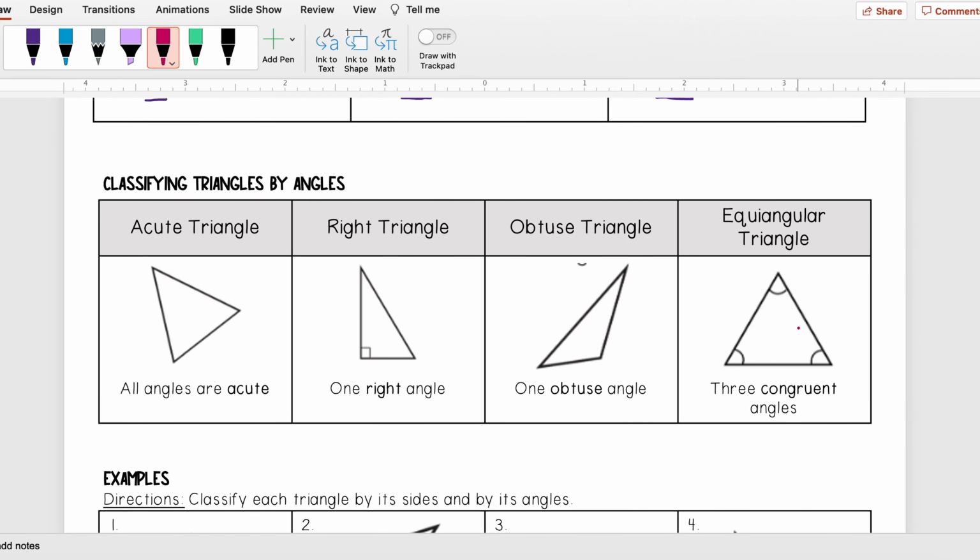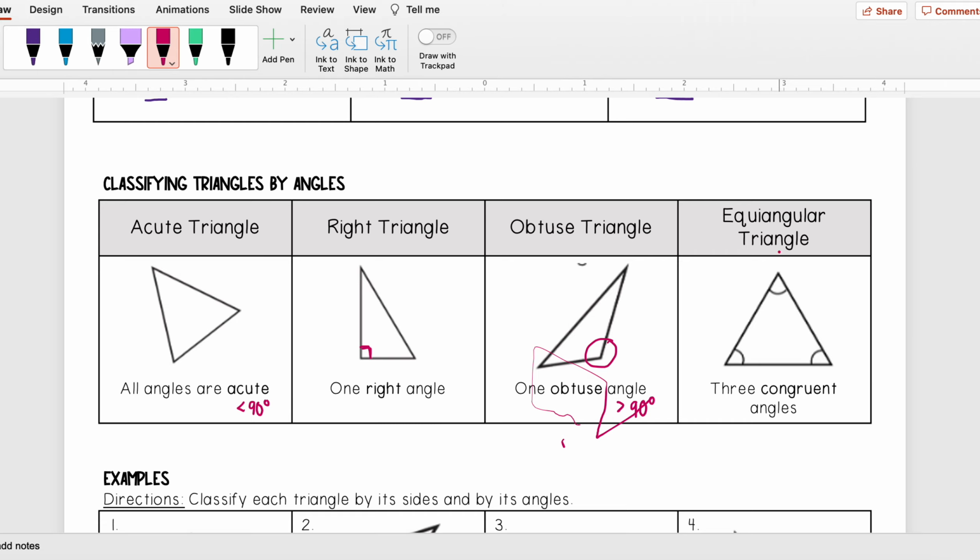And then we can also classify triangles by angles, and here we have 4 different instances of that. First, with an acute triangle, all angles are acute. And if you recall, that means that they're less than 90 degrees. We have a right triangle, and that is when we have one right angle, like we see here. And then we have an obtuse triangle when we have one obtuse angle, and we see that angle right there is obtuse, which again is when it's greater than 90 degrees.